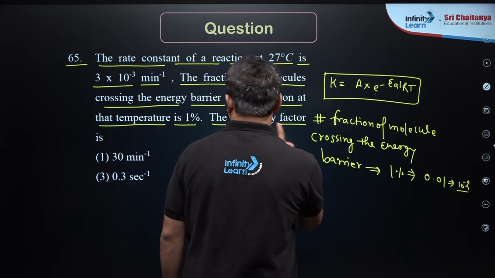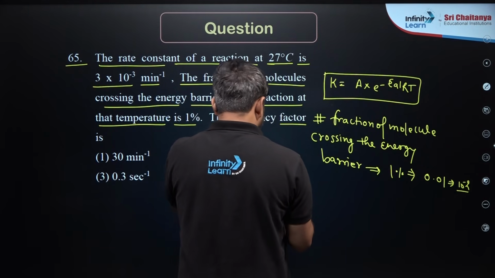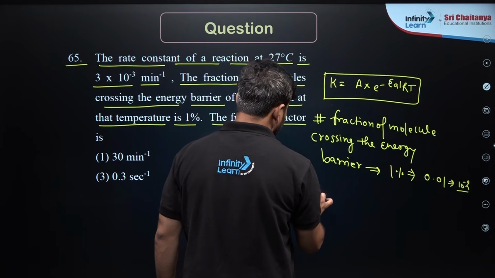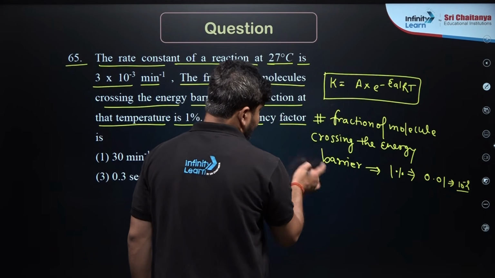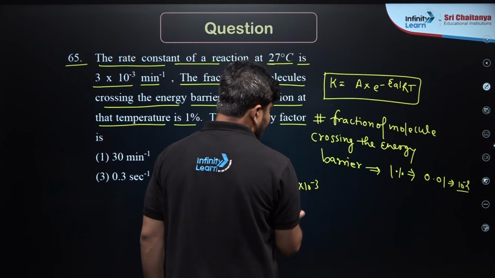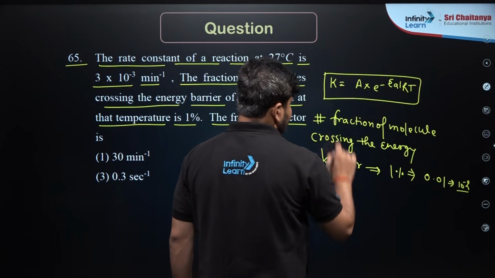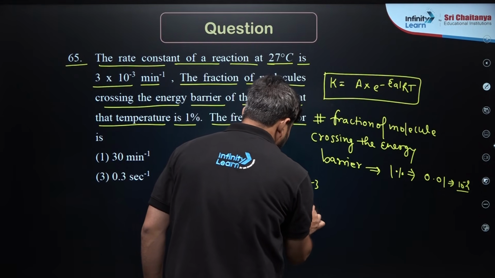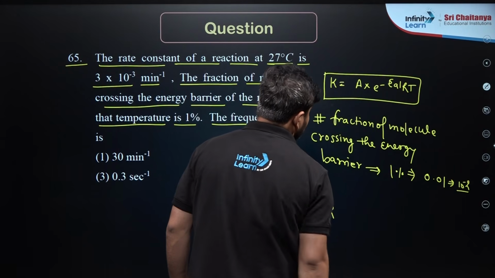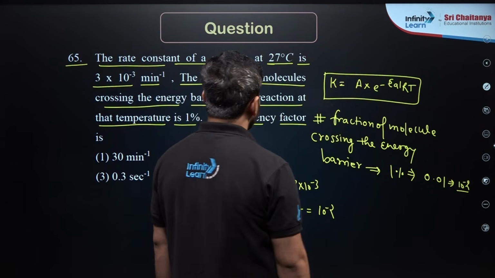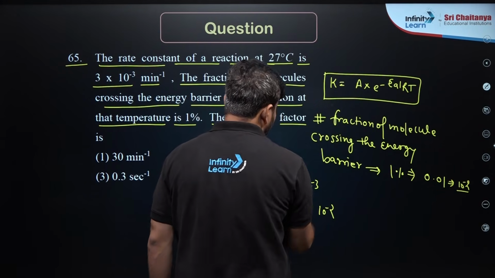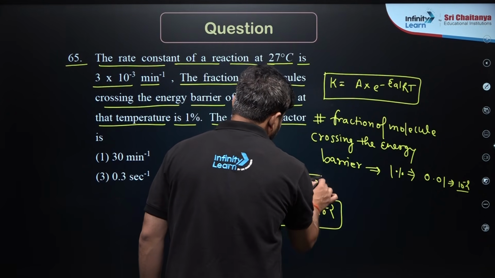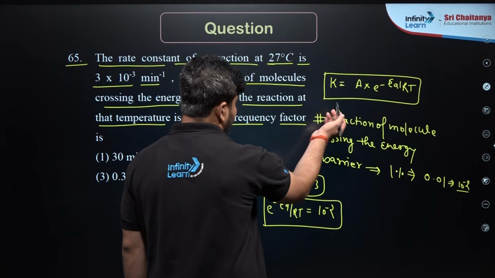If we apply the formula, the K value is given as 3 into 10 to the power minus 3, okay? And here e to the power minus Ea by RT, if I check, this factor is coming to 10 to the power minus 2, okay? So if we get these two values, we can exactly calculate the frequency factor A, okay?